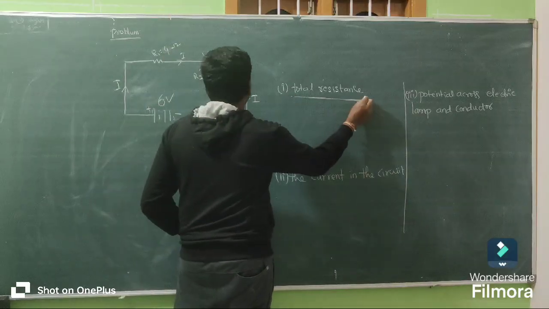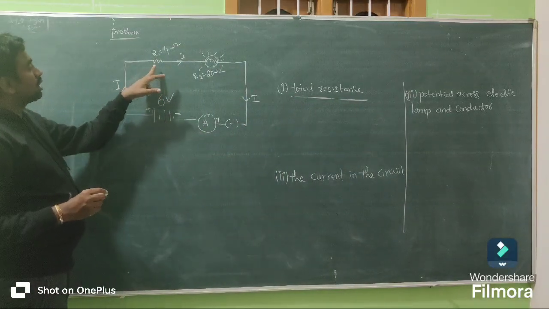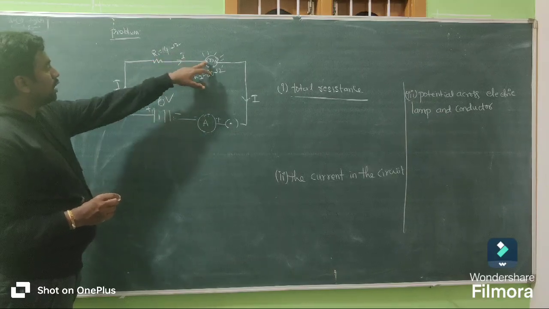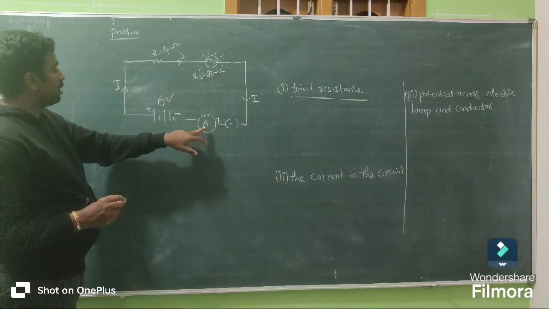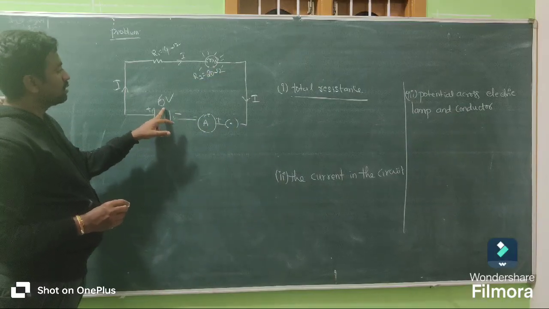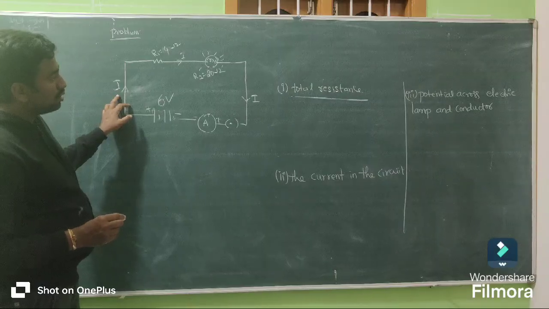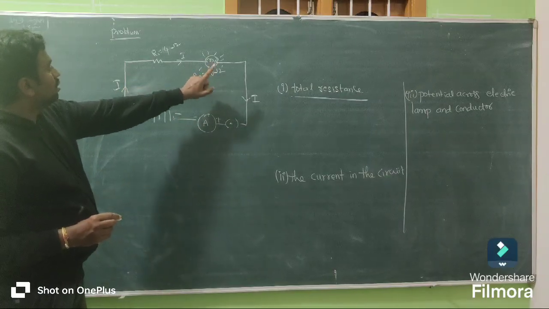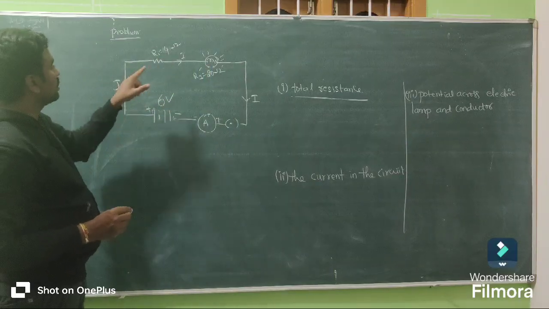We have to calculate total resistance. We can see the circuit here. This is a conductor which has resistance R1 equal to 4 ohm, a lamp with resistance 20 ohm, and an ammeter, and potential difference 6 V. We have to find total current, total resistance, and the potential difference across the lamp and the conductor.